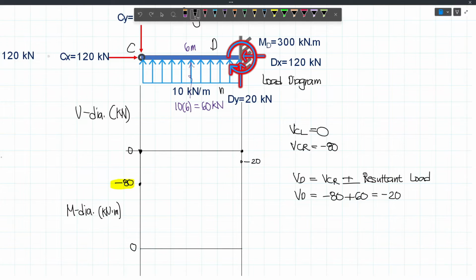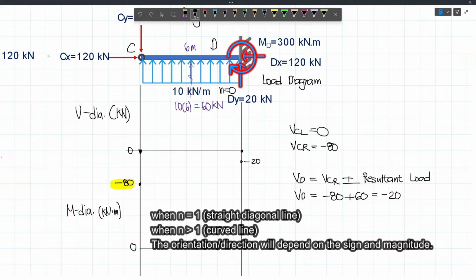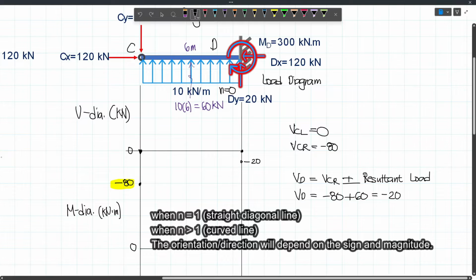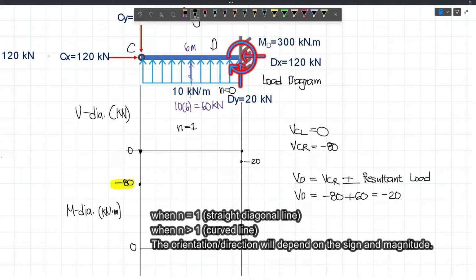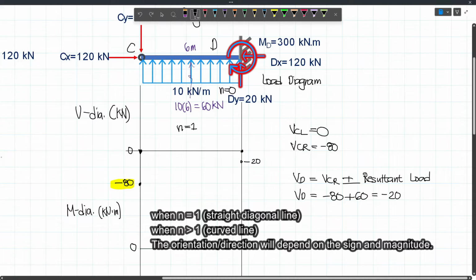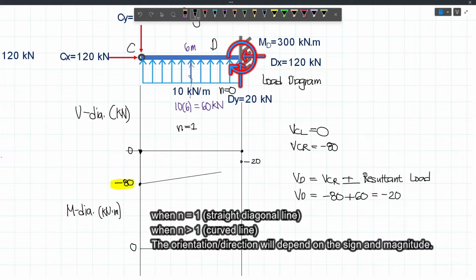And so our n will be 0. And so if we move to our shear diagram, we will add 1 degree. And so our n here will become 1, or a straight diagonal line. And so let's actually connect these 2 points using a straight line. So from here, we will extend this one up to here. And so this will be our area.